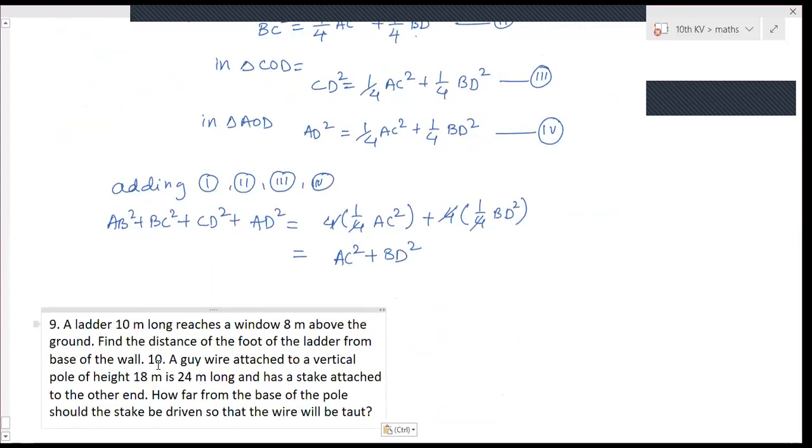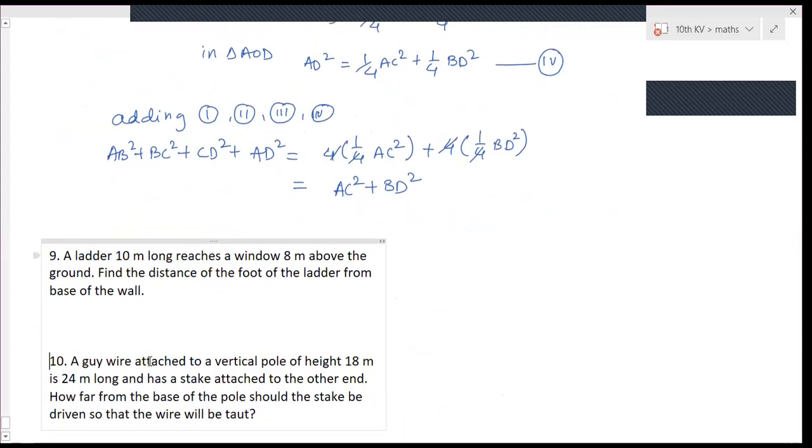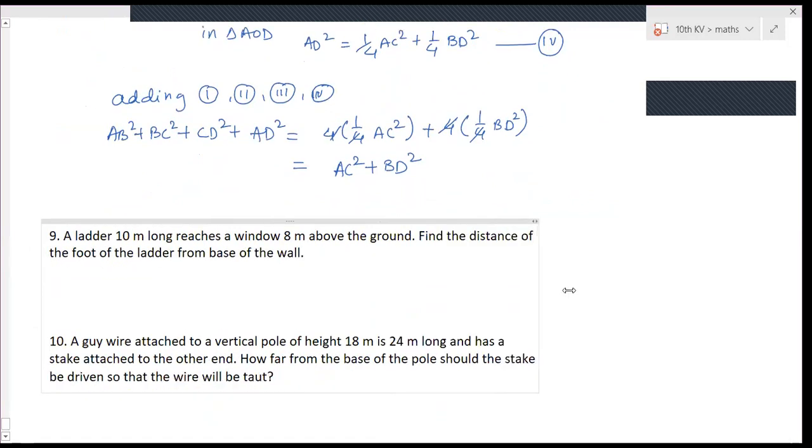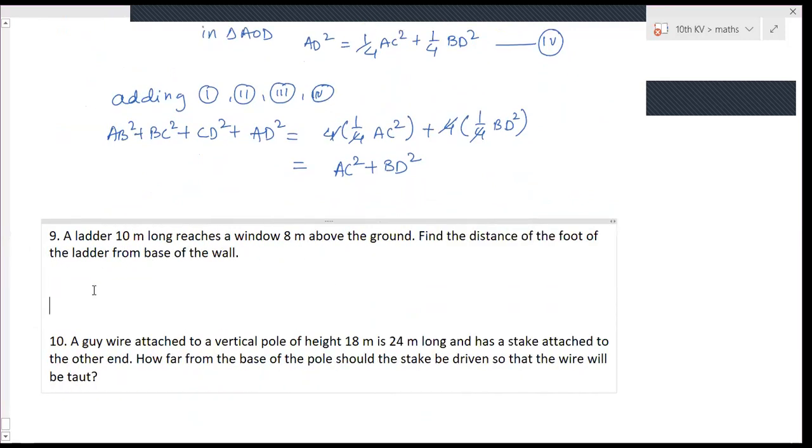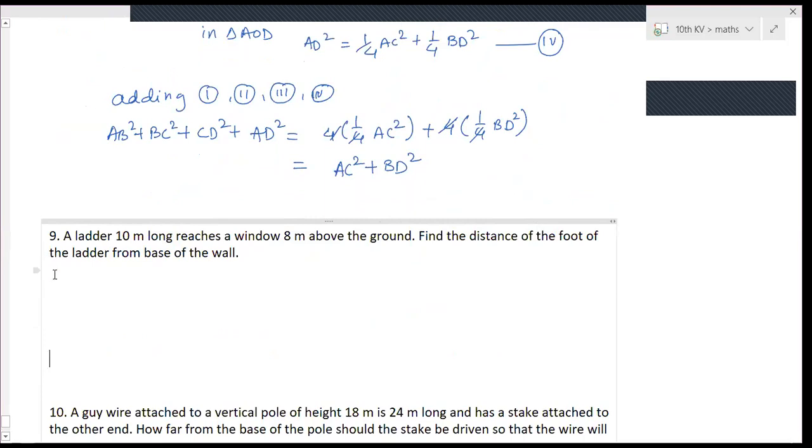Eighth one I will solve afterwards. Ninth and tenth are easier, solve them, because the eighth one will take time. Next class I will solve that.